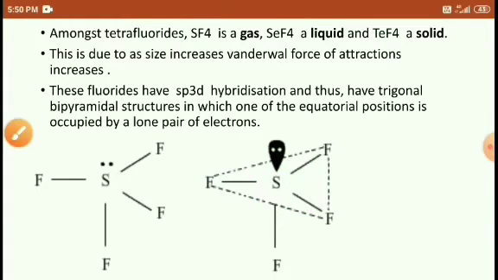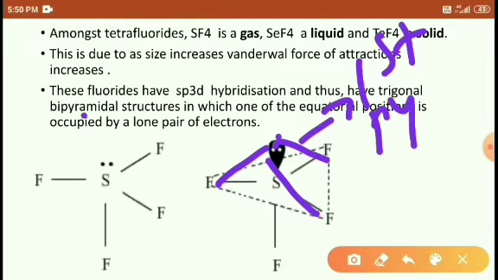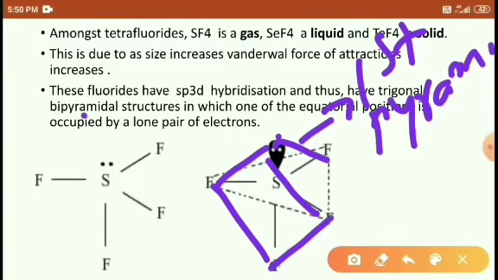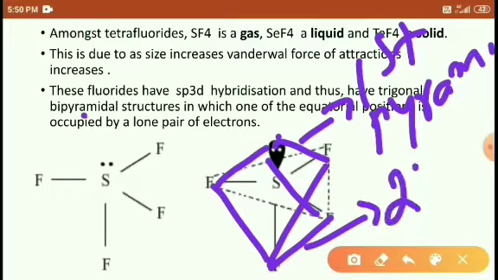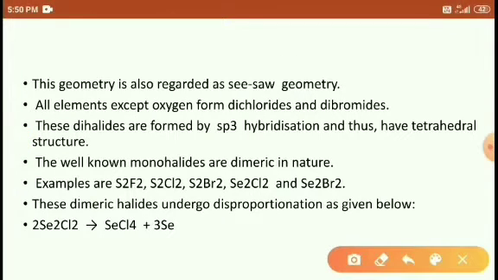Three fluorines with sulfur form a trigonal. Bipyramidal means this is one pyramid: the top pyramid with the lone pair of electrons and three fluorines is the first pyramid, and the bottom three fluorines with the central atom make the second pyramid. Right, students? This geometry is also regarded as seesaw geometry. Whatever geometry we have seen, we call seesaw geometry.